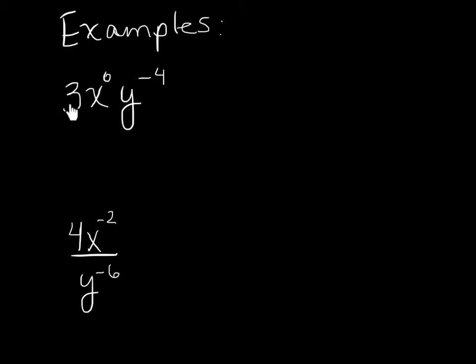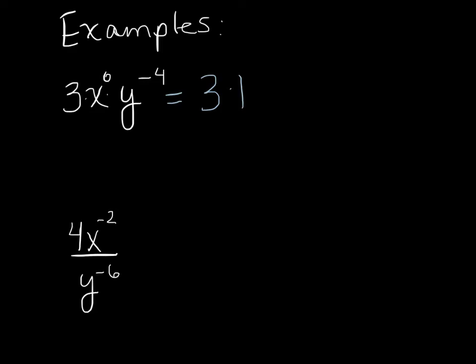Let's look at the 3. Is there anything special about the 3? Nope, no 0 exponent, no exponent at all, just a 1 exponent if you don't see it, so the 3 is just going to stay 3. Now I've got x to the 0. Anything to the 0 power becomes a 1. So that means times 1, because these all mean times, right?